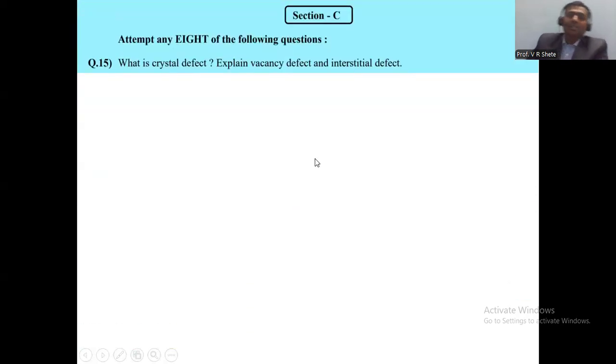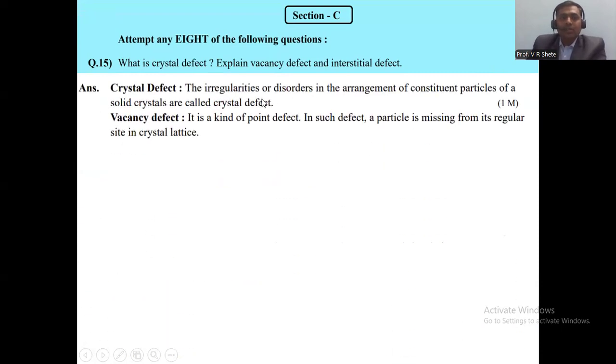Section C. Section C will be for 24 marks. Each question will be considered for 3 marks. The first question: what is crystal defect? Explain the vacancy defect and the interstitial defect. So this is from the solid state. What is a crystalline defect? The irregularity or disorder in the arrangement of constituent particles of a solid crystal is called a crystalline defect.